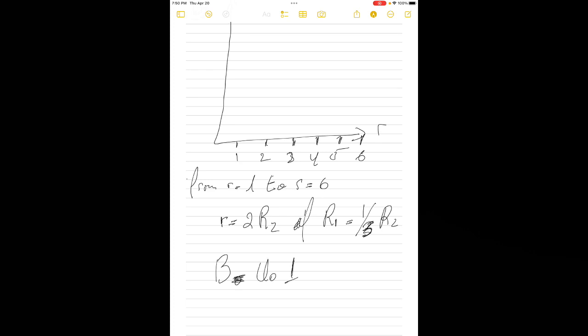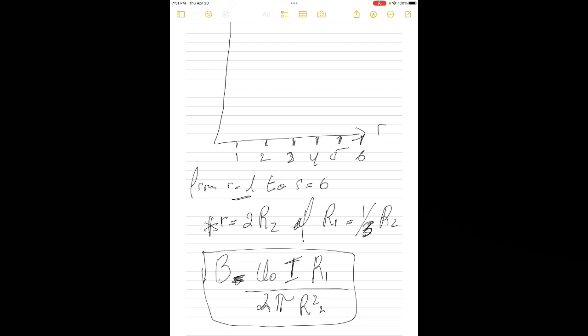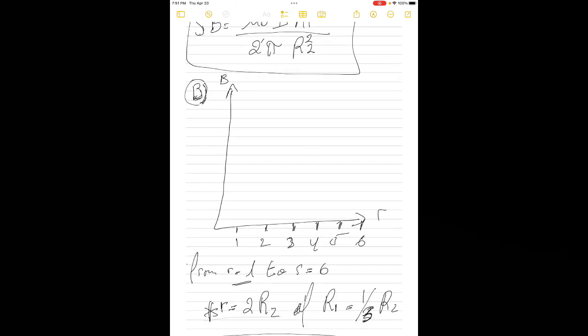Then you take this formula here, the magnetic field equal to the constant multiplied by the current multiplied by R1 divided by 2π R2 squared, the second radius, and then you can replace the radius from 1 to 6 in this formula, depending on what they are asking us. So this is the result, or the graphic, that it showed.